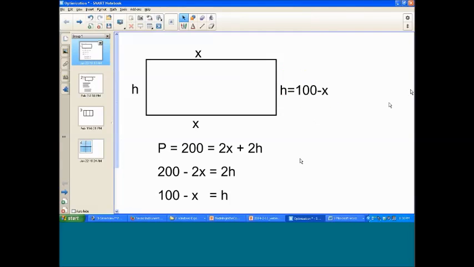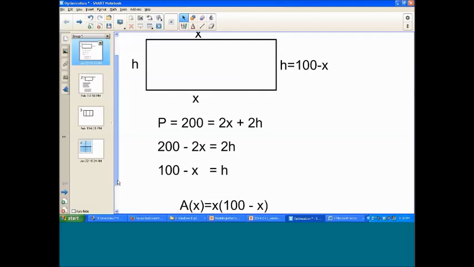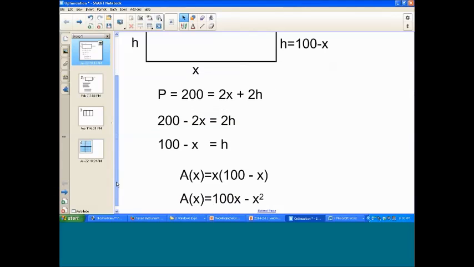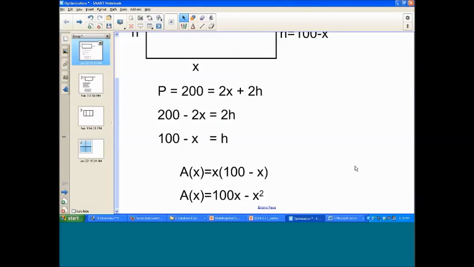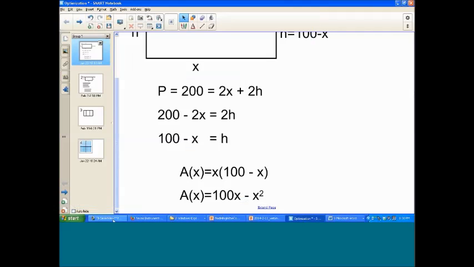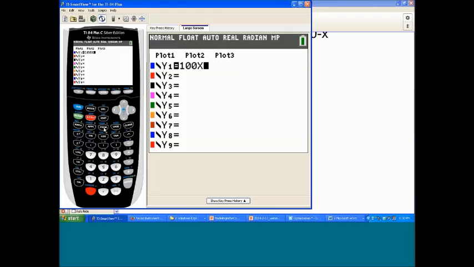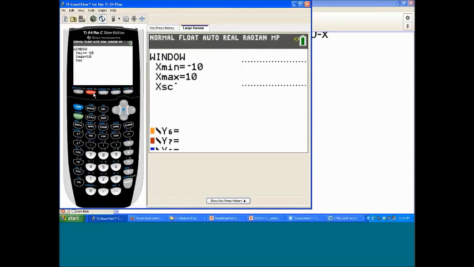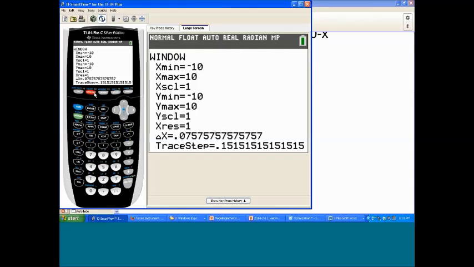And once I know that, now I can build a formula for my area. Take that area formula and express it, I've expanded out my multiplication. And now let's go to my TI-SmartView. And I'll put in, got to remember what I had here, 100x minus x squared. And in order for me to get a good window, if I start here on a standard window, one of the things I want students to think about is what's an appropriate domain.